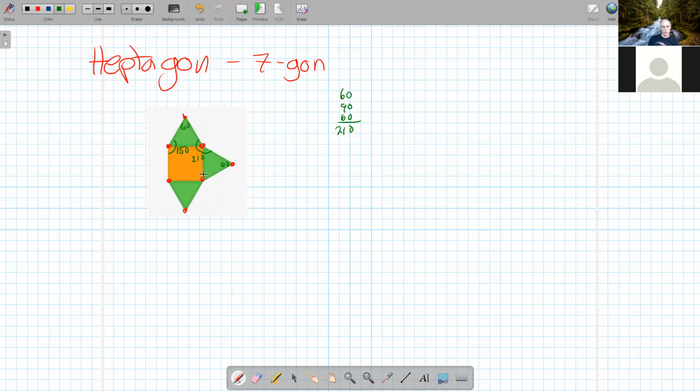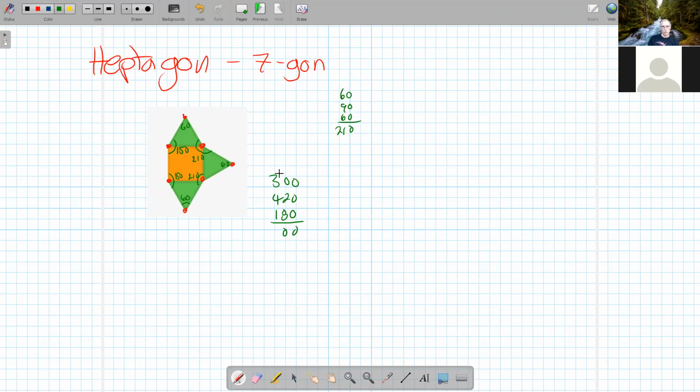60. Over here, I have another 210. And over here, I have a 60. And this is going to be a 90 plus a 60, so it's a 150. So 150 and 150, there's 300. 210 and 210 is 420. 60, 60, and 60 is 180.